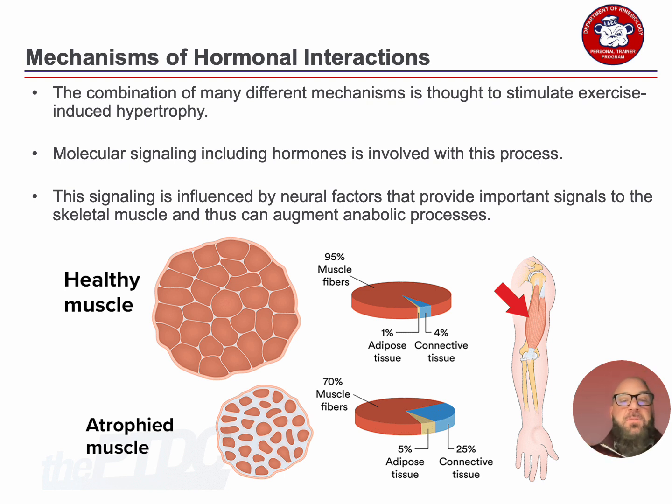But if you look at the atrophied muscle, there seems to be more space. It's not space, it's more fat, more adipose tissue, and a little bit more connective tissue as well. Clearly less muscle fiber.